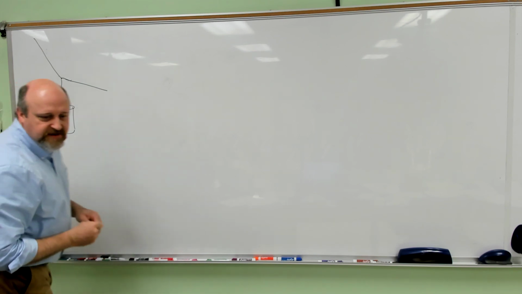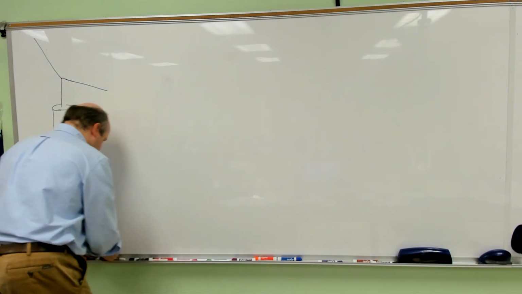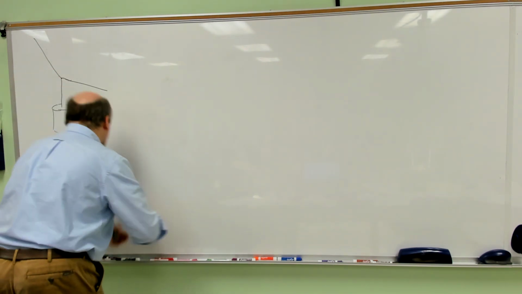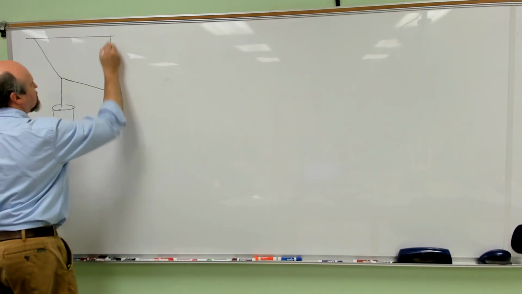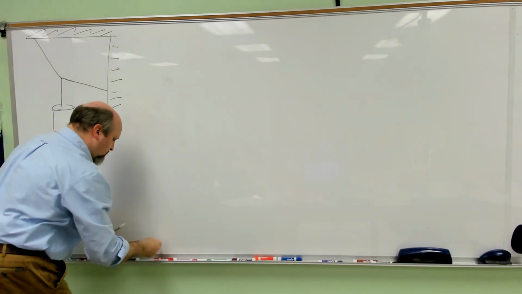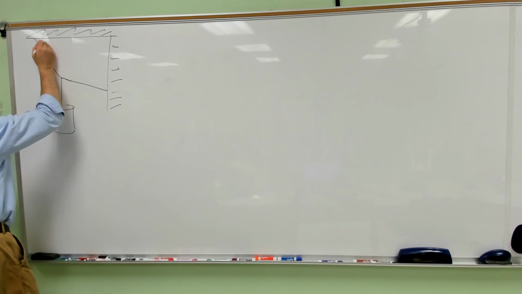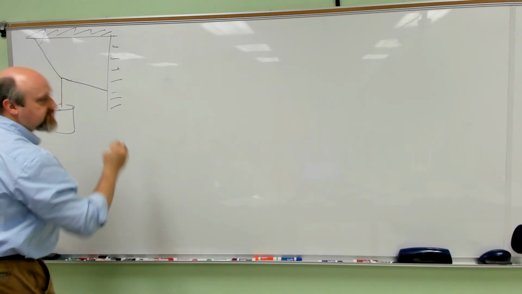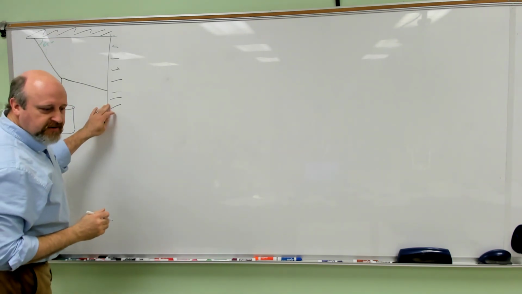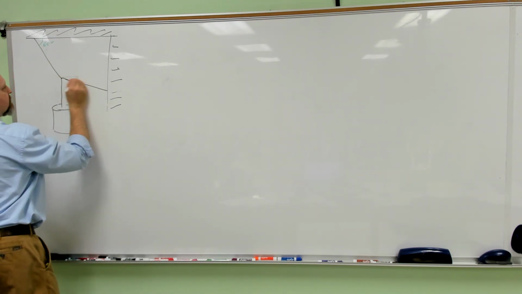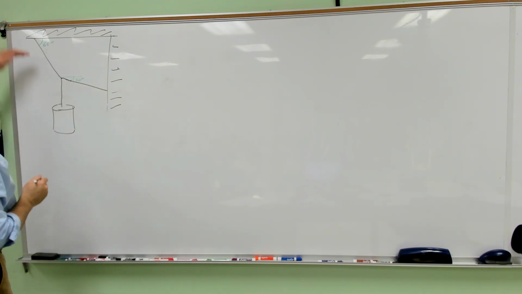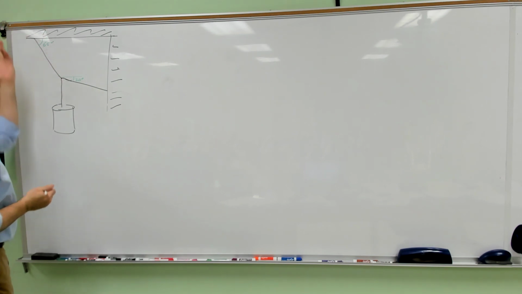They give us some angles. There's a ceiling and a wall here, and they tell us that this rope makes an angle with the ceiling of 65 degrees, and this one makes an angle with the horizontal of 20 degrees. So for both of these, we're showing the angle that they make with the horizontal line.